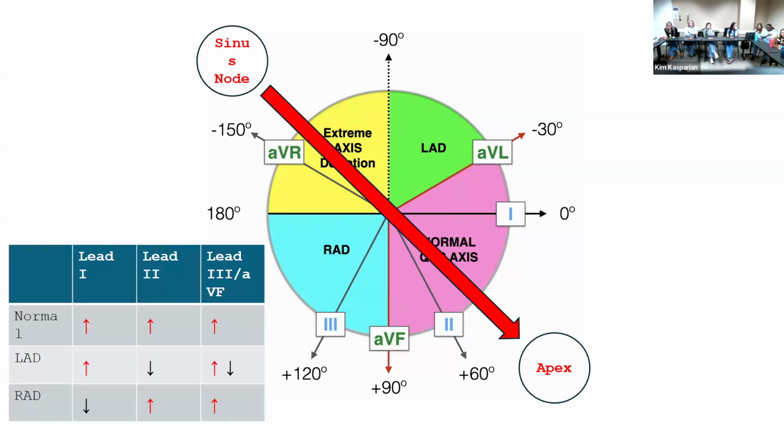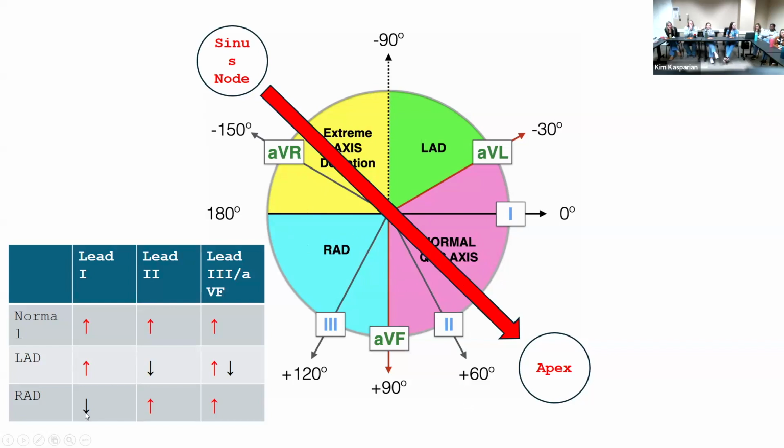But basically, if you want to quickly know how to tell if you have a left or right axis deviation, if it's up in leads 1, 2, and 3, that's normal axis. If it's up in lead 1 and down in lead 2, that means the vector is below this middle line, but it's pointing away from lead 2.